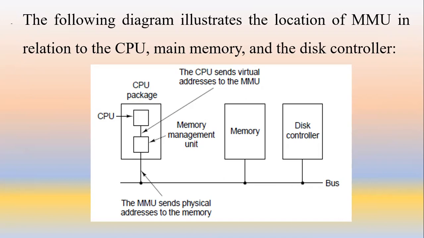Therefore, just as we have seen in the other diagram, the central processing unit package contains the central processing unit and the memory management unit. The central processing unit will generate a virtual address and send it to the memory management unit. Then the memory management unit will convert that virtual address to a physical address that it will then send to the memory. In addition, the virtual address generated by the central processing unit may also refer to data that is stored in a secondary storage device, and therefore that address would have to be submitted to a disk controller that will then be in charge of accessing the relevant location of information from within a secondary storage device, such as a disk.